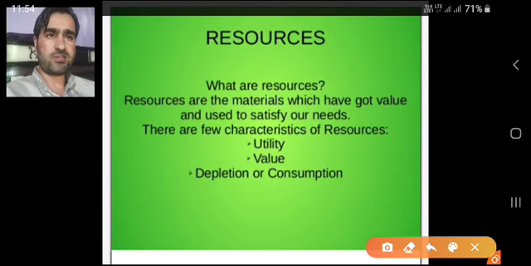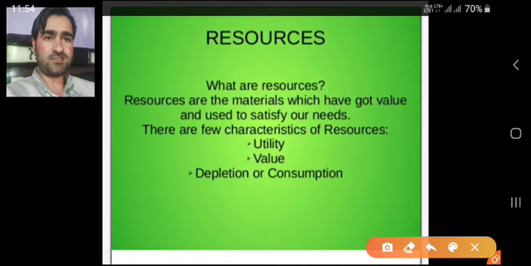There are a few characteristics of resources, like their utility and their value, and we are also concerned with the study of depletion or consumption of resources. So resources are the things or materials that make our life easy, that make our life possible on this planet. For example, I have my cell phone. It makes my life easy. It gives me a chance to find my life comfortable. So it is also a resource.